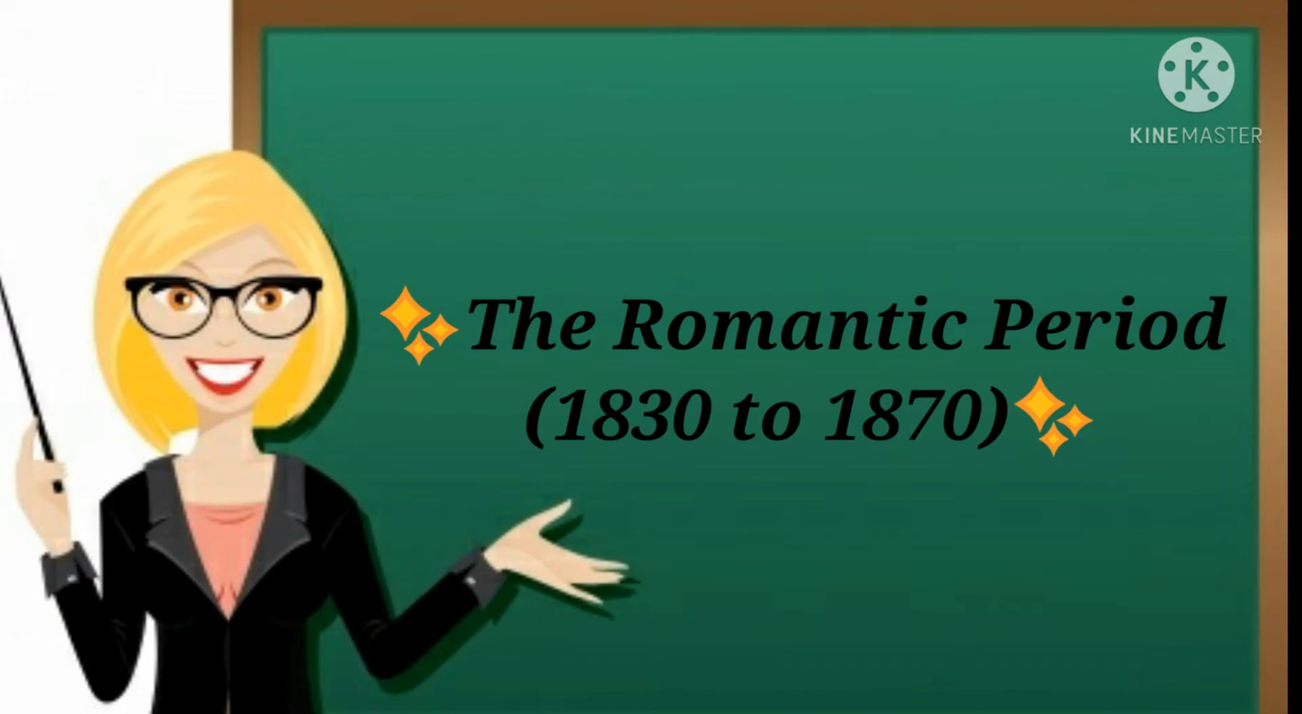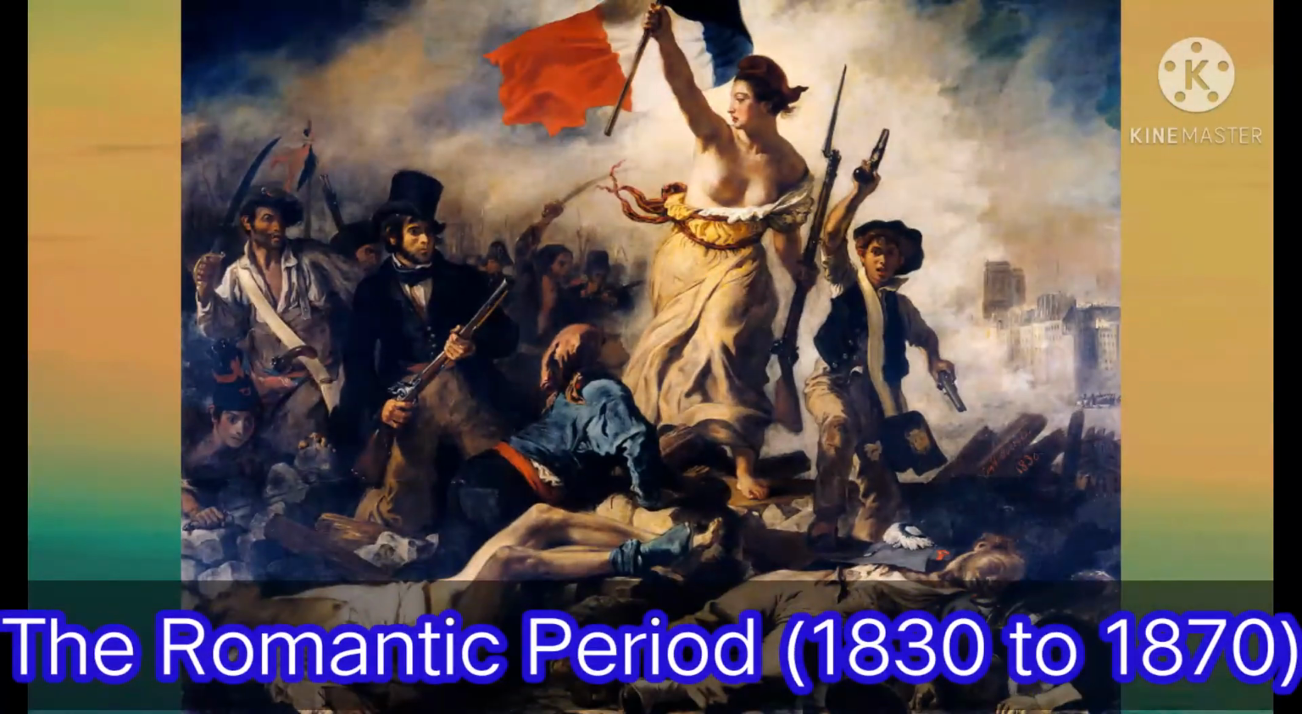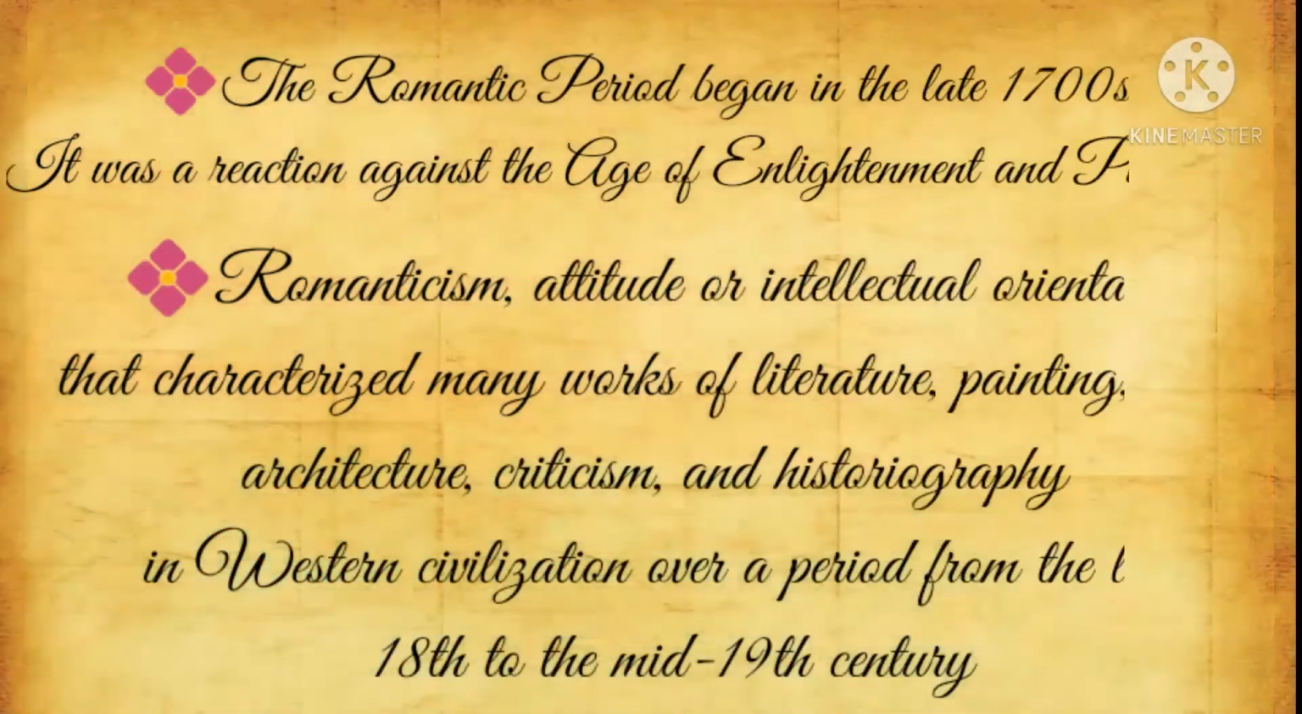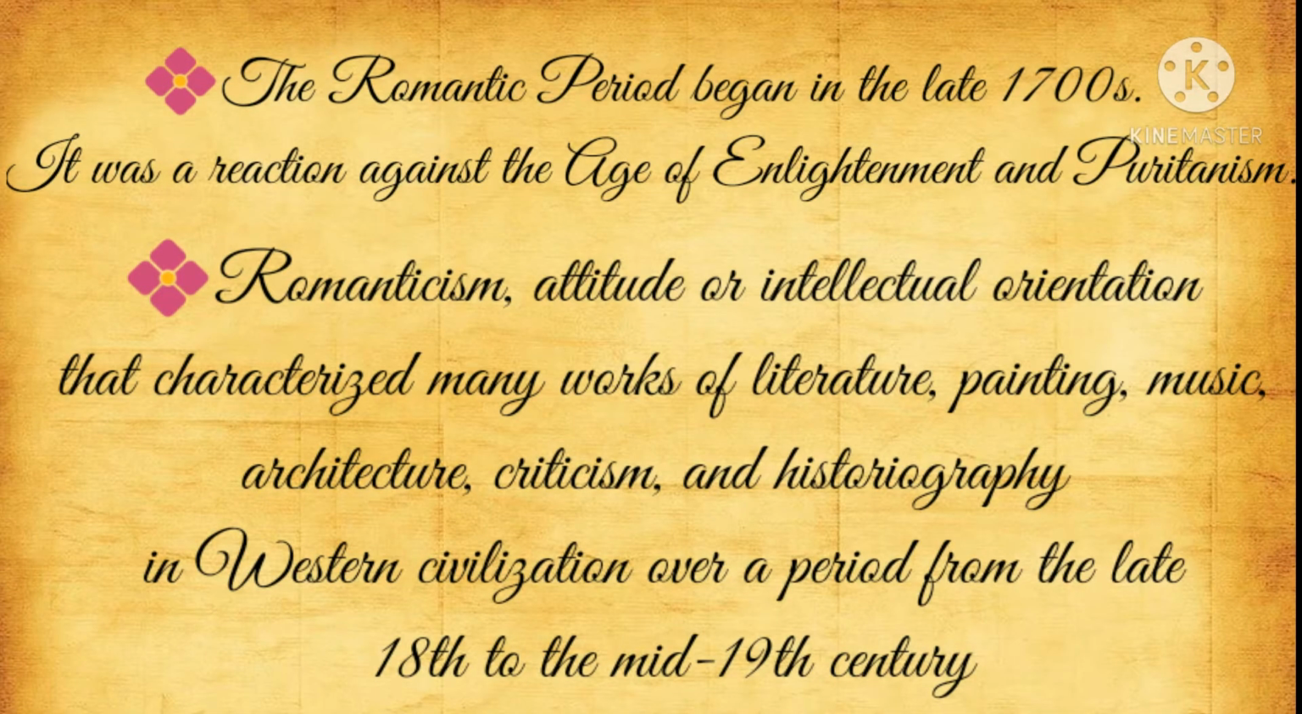Second, the Romantic period during 1830 to 1870. The Romantic period began in the late 1700s. It was a reaction against the Age of Enlightenment and Puritanism. The attitude or intellectual orientation in Romanticism characterized many works of literature, painting, music, architecture, criticism, and historiography in Western civilization over a period from the late 18th to the mid-19th century.